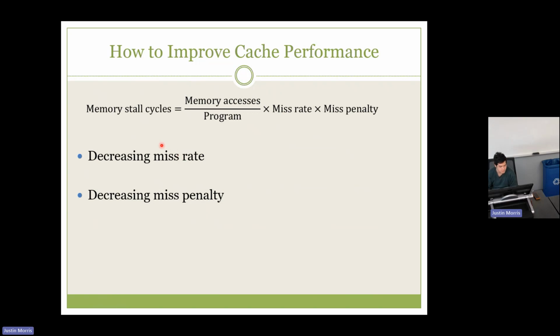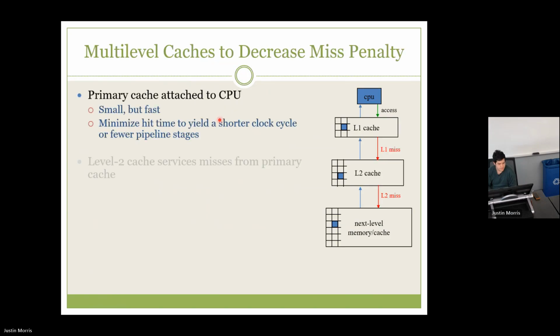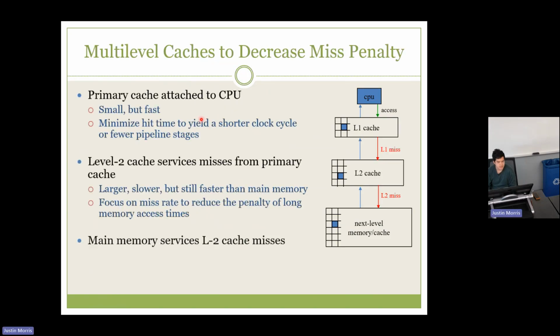So to improve, we can decrease miss rate. We decrease miss rates, we have fewer total misses, right? Or we can decrease miss penalty. We can't really decrease memory accesses, right? That's defined by the ISA. So how can we decrease miss penalty?